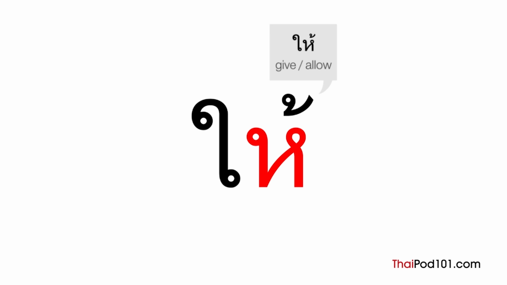correctly. From left to right, we have the vowel สระไอไม้ม้วน, the high-class consonant หอหีบ, and the tone mark ไม้โท written above. ไม้โท gives the word ให้ a falling tone.